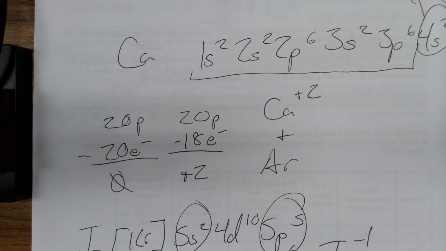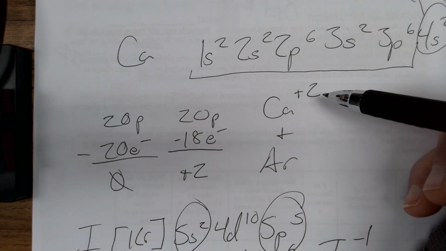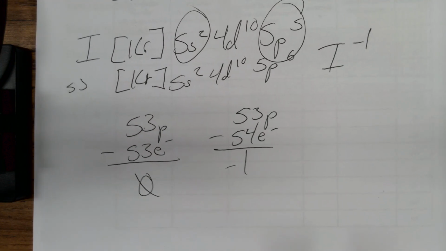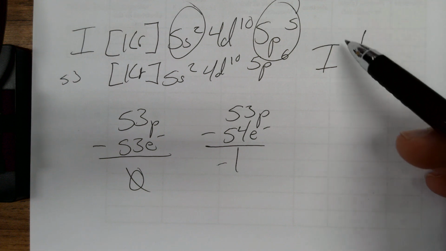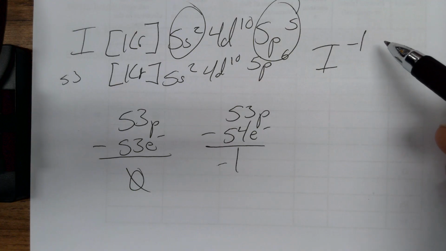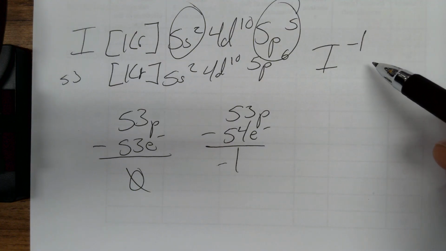Whatever I'm losing is going to be plus, whatever I'm losing from my metal. When I'm gaining, it's going to be minus whatever I need to get to that noble gas electron configuration. That's what we're aiming for.